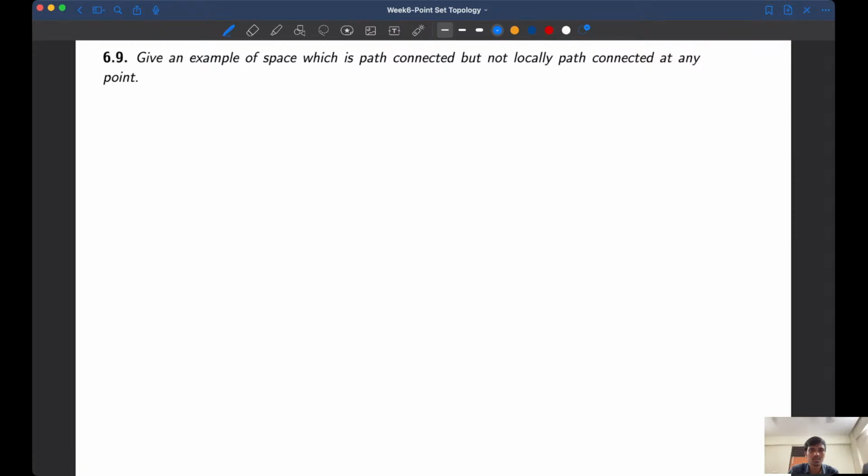So for the broom space, like these things, these are getting dense here, so the space is path connected because this is a union of all paths and they are all connected to a common point, so they are path connected, but not locally path connected because at this point, if you take any neighborhood, it will look like a disjoint union of these things, so that is clearly not connected. You have many separations for that.